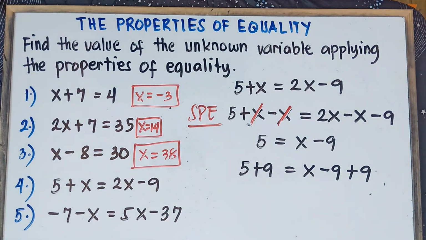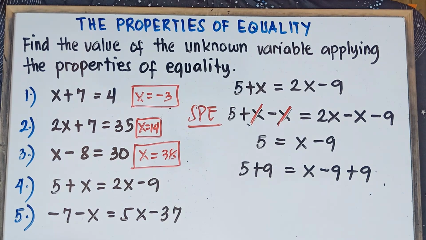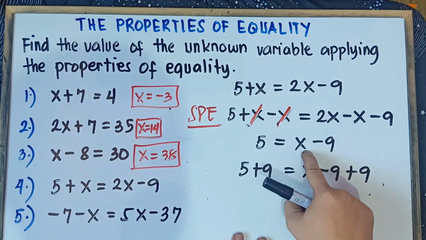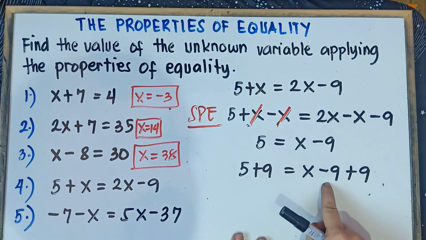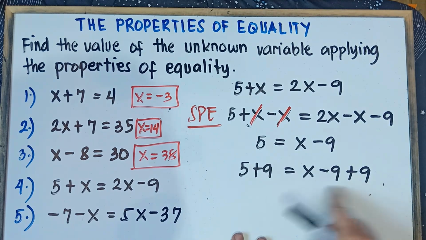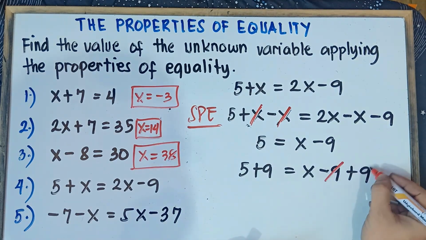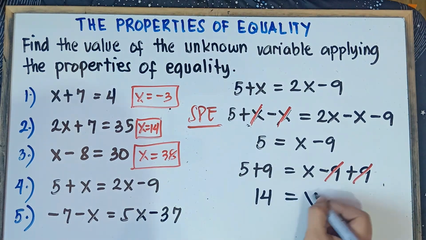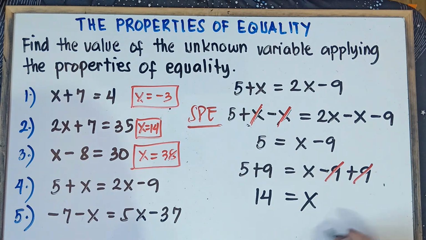Question, sir, why do we need to add both sides by 9? So that, class, the remaining expression will be only x, because negative 9 plus 9, the answer is 0. We can just simply cancel this out. And then 5 plus 9, that would be 14 equals x. This is just the same with x equals 14. This is just the same, class.